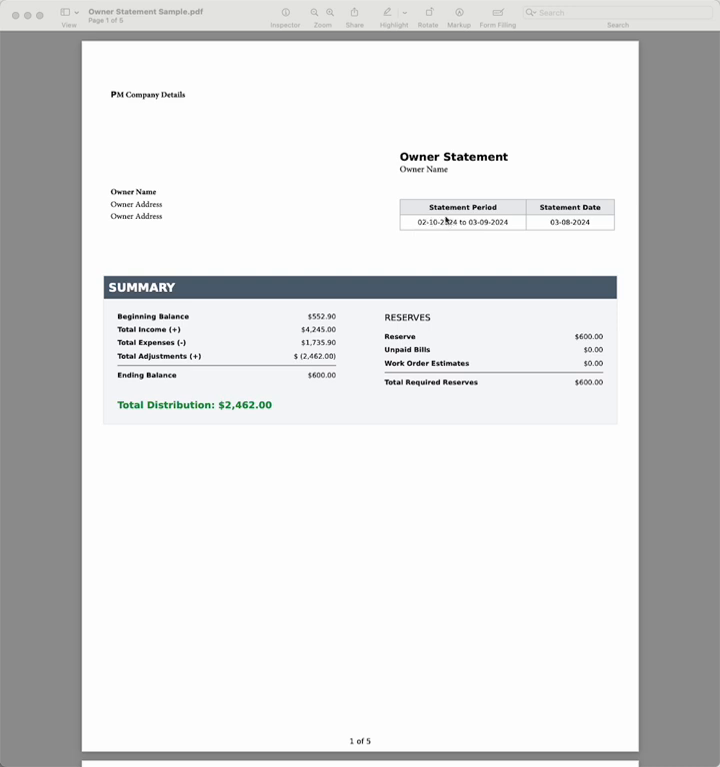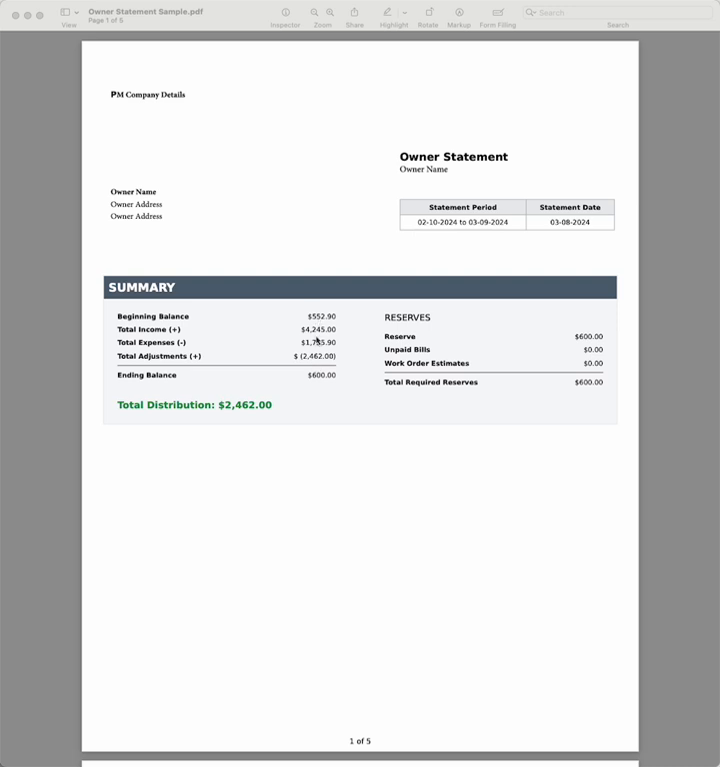So in this case, we're running this statement and it includes the dates between 2/10 through 3/9, and this was run on 3/8, which is the statement date. Here we have the beginning balance. This should match your ending balance from your previous statement period. We have total income. We're adding that in here. We're subtracting total expenses. Our adjustment amount here is going to include both owner contributions and owner distributions, things of that nature. We'll talk more about that in just a moment.